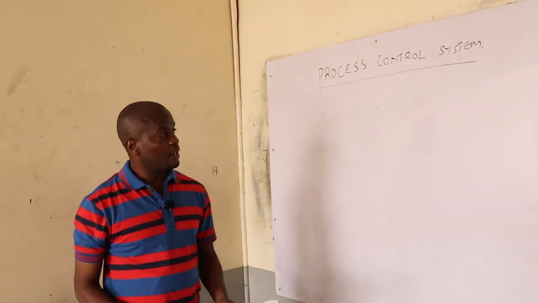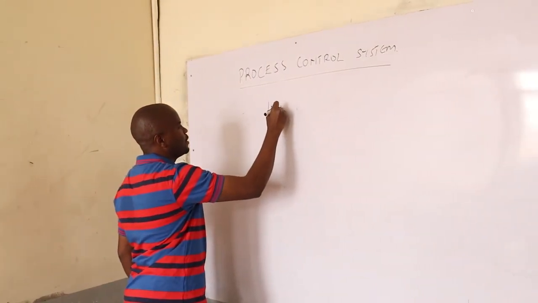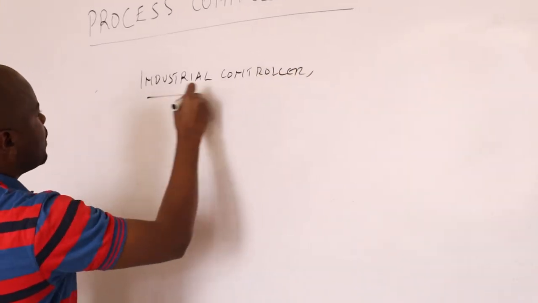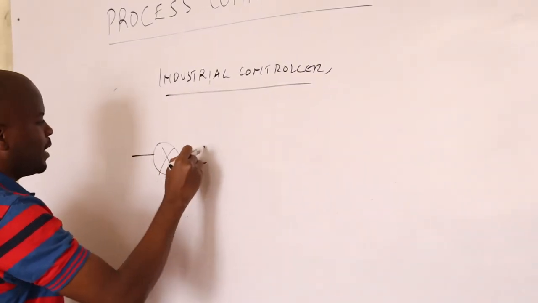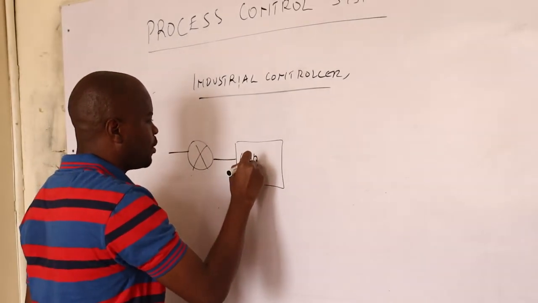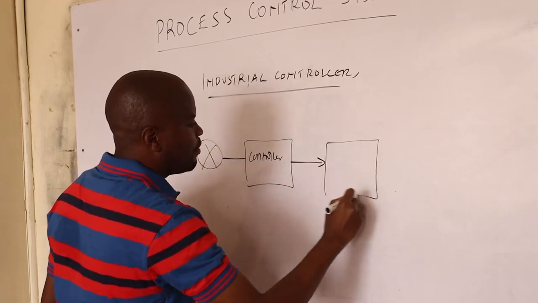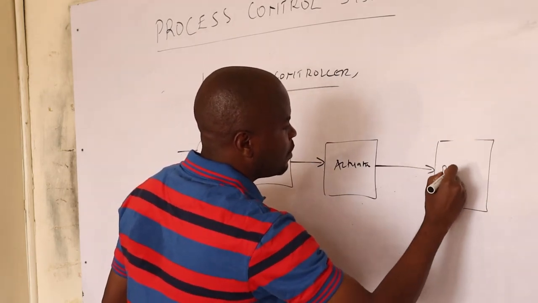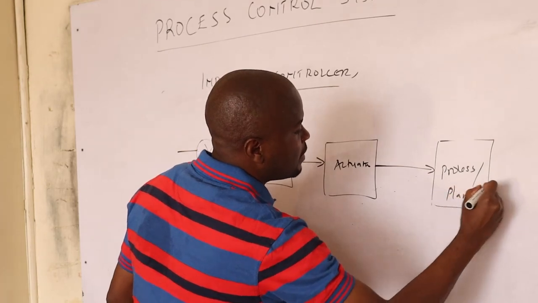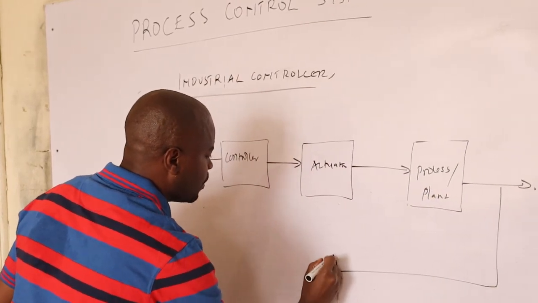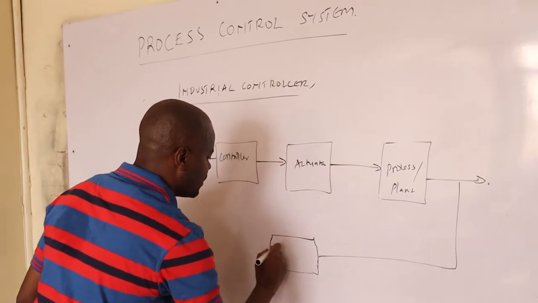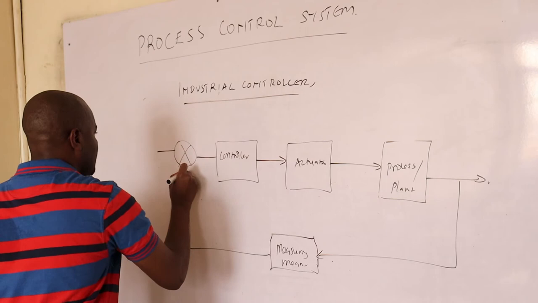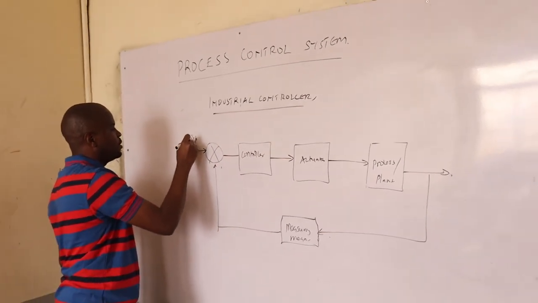So now we can continue and talk about what we refer to as the industrial controllers. When you talk about the industrial controllers, maybe we can remind ourselves of the block diagram of a control system. Here we usually have the controller. Then we have the actuator. Then here we can have a process or plant. Then here we can have a feedback, or what we call measuring means. Then that goes to the comparator. Just reminding ourselves, this is the reference input.